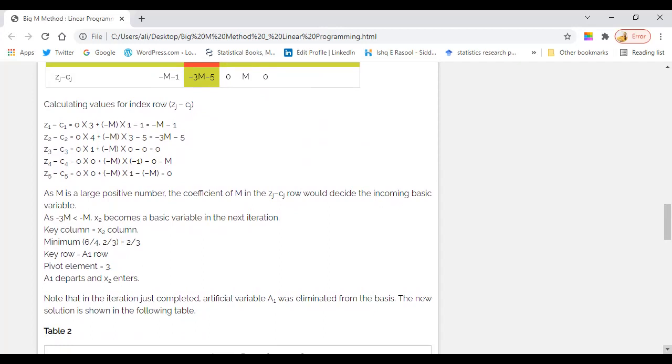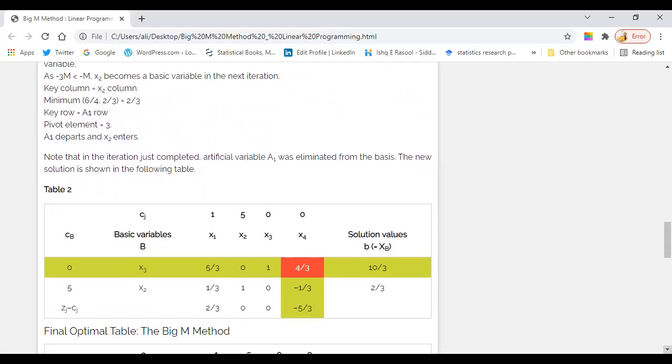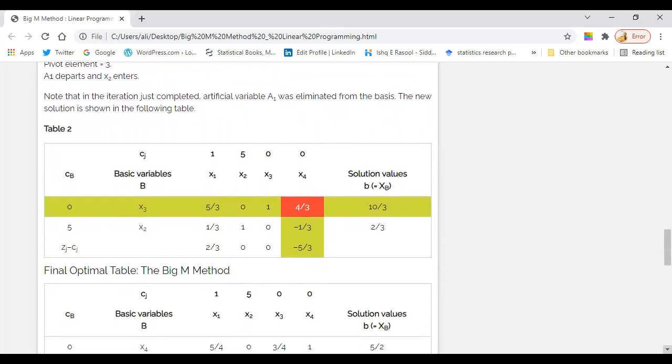The key column is the x2 column, and the minimum of 6 by 4 and 2 by 3 is 2 by 3. So the key row is the A1 row and the pivot element is 3. A1 departs and x2 enters. The pivot element means the key element. Note that in the iteration just completed, the artificial variable A1 was eliminated from the basis. The new solution is shown in the following table. Now there will be no artificial variable.